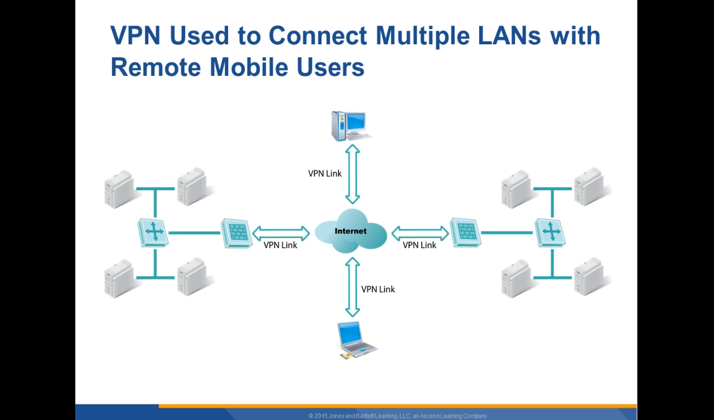Here we see a VPN used to connect multiple local area networks with remote mobile users. And again, you see the mobile users in the middle connecting on the VPN link across the internet, and then a firewall protecting each of the local area networks connected by a switch or a router on either side of the internet.